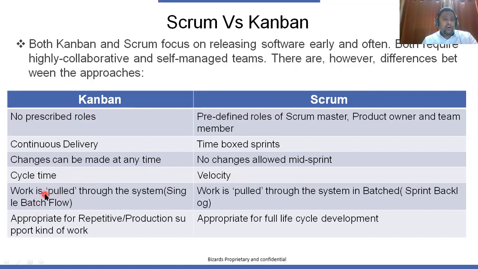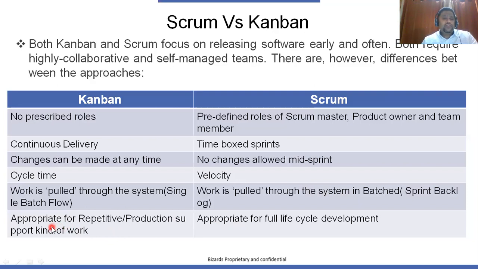And Kanban and Scrum both are pull systems. It expects people to pull the task from the backlog. No one is going to assign it. But the difference is, in Kanban, it is a single-piece flow, which means we will have a work in progress limit. Once you pick up a particular task, you cannot pick up another one unless you complete it and move it to done. Whereas in Scrum, the work is pulled through the system in batches from your backlog.